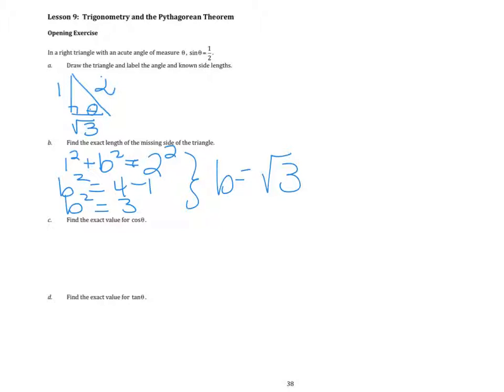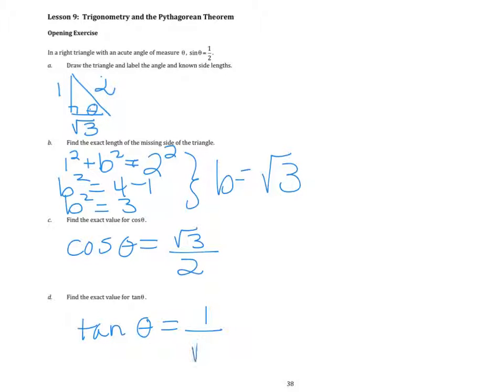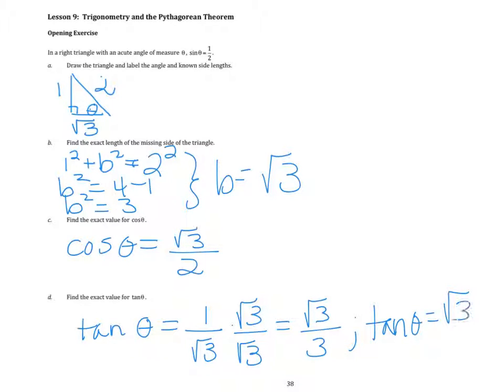Next, we're asked to find the exact value for cosine of theta. So cosine of theta is equal to the adjacent, radical 3, over the hypotenuse of 2. And we're going to find the exact value for tangent of theta. That's opposite 1 over the adjacent of radical 3. I have to rationalize the denominator because we can't have a radical in it. And we get radical 3 all over 3. Tangent of theta is equal to radical 3 over 3.